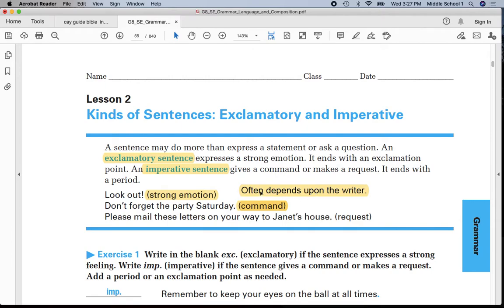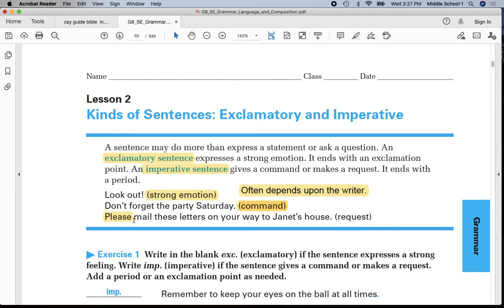For our purposes today, we want to take a look at the sentences and we want to see why it might lean more toward being an imperative or exclamatory sentence. Look out, strong emotion. I'd call that exclamatory. A regular sentence that simply tells somebody to do something. Don't forget the party on Saturday. Command. Please mail these letters on your way to Janet's house. A request. We call that imperative. Some of you might remember from last year.